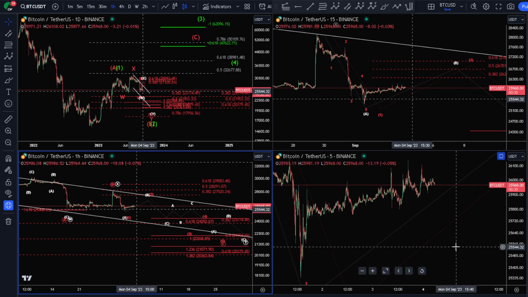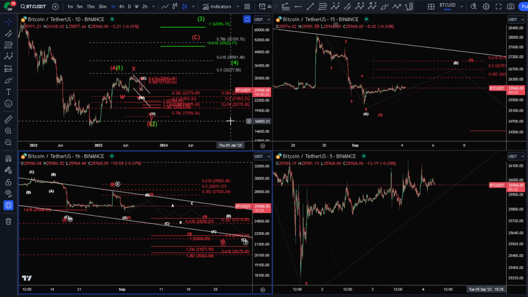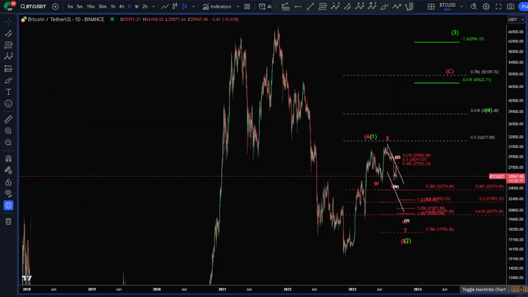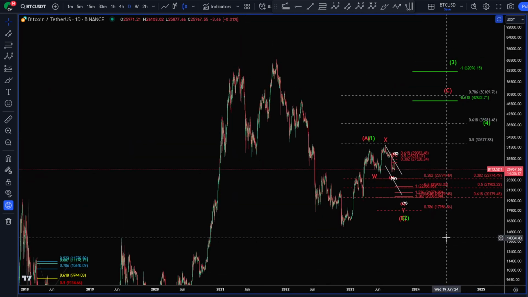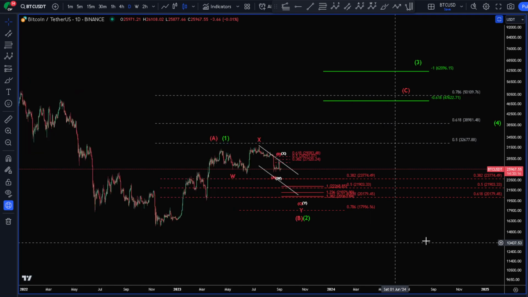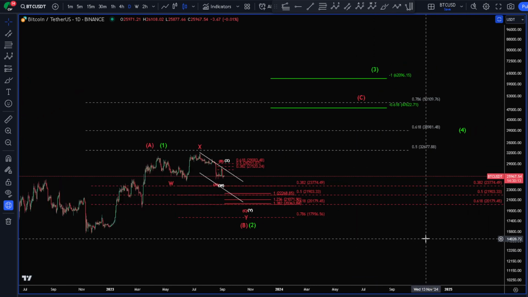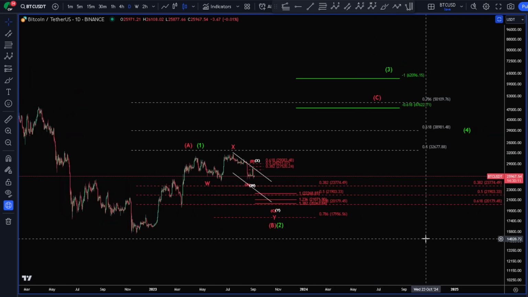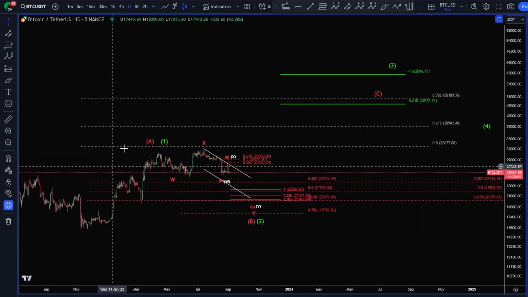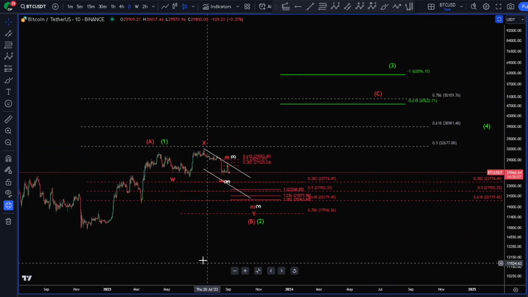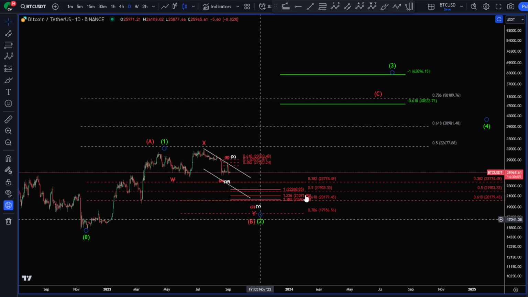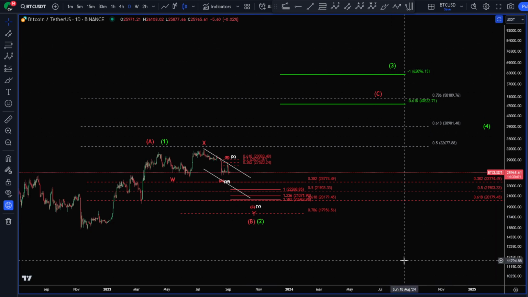Today I'm going to show you my larger view of Bitcoin in 2023 all the way down to the 15-minute candles. Just wanted to show you guys what I'm looking for coming up. First of all, in my larger trend, I have this as either an ABC or a 1, 2, coming up for a 3, 4, and eventually a 5.